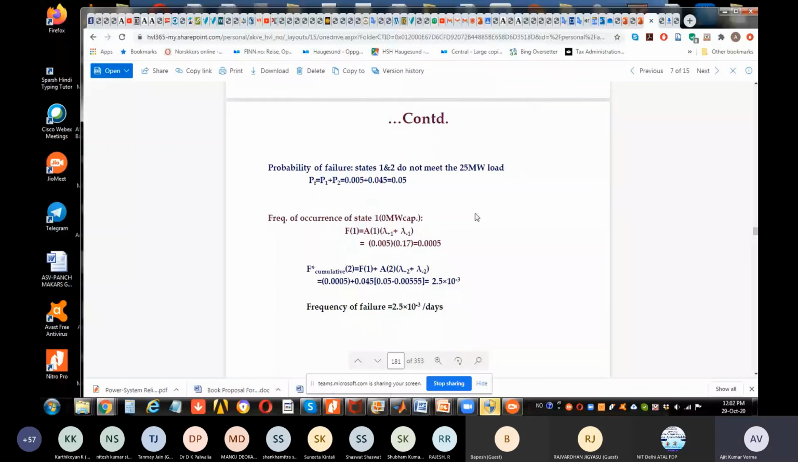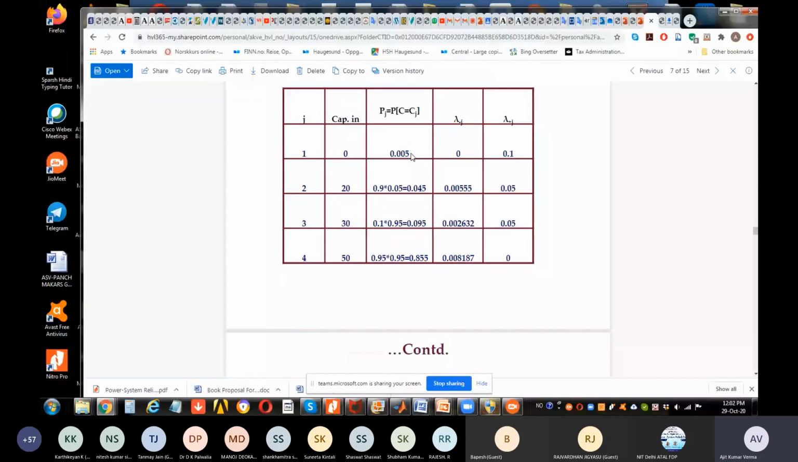Which are the states which do not meet that, when capacity is zero, or capacity is 20? So what is the probability? 0.005, 0.045. So you add them up, and that gives you 0.05.